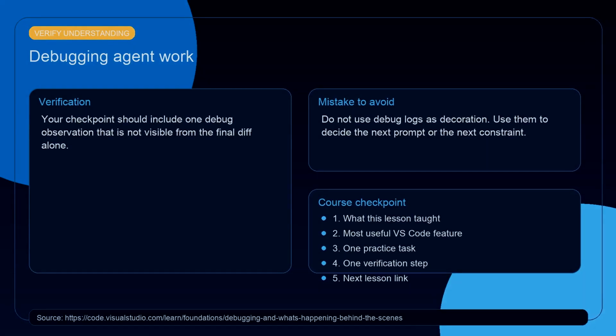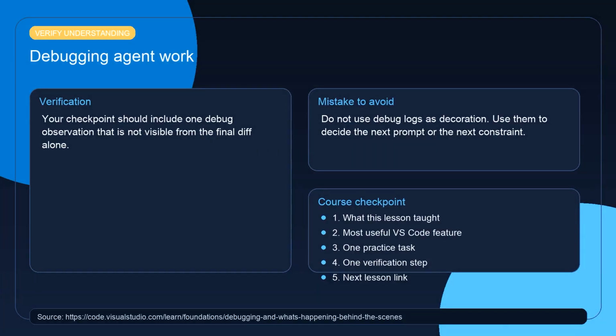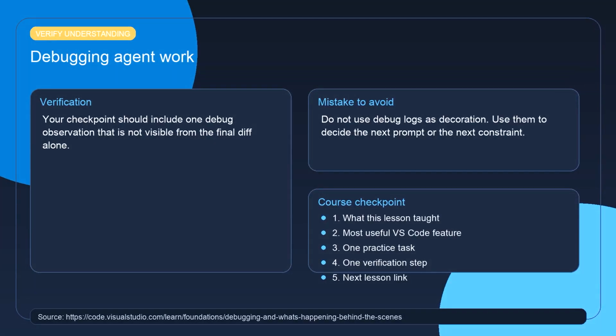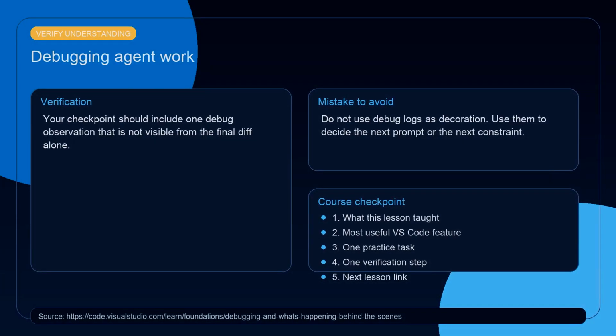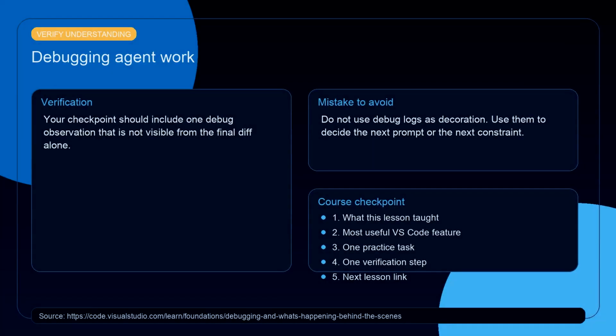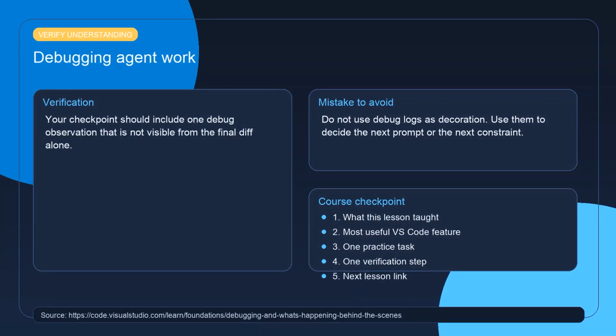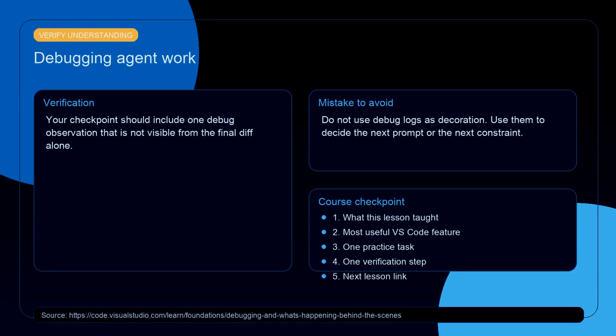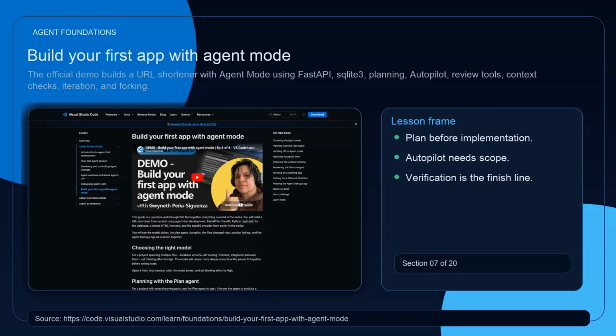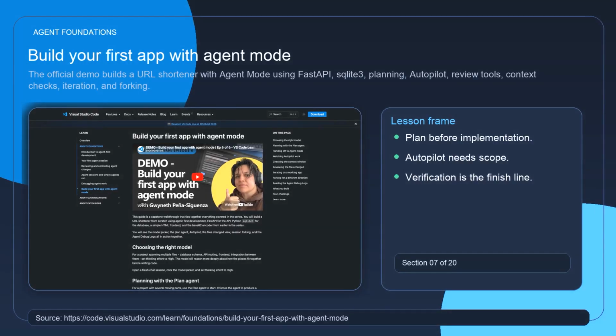The mistake to avoid: do not use debug logs as decoration. Use them to decide the next prompt or the next constraint. The 3 takeaways are: debug the process, not just the output. Logs reveal context and tool behavior, and a bad result often has a visible cause. Lesson 6 of 18. Build your first app with agent mode.